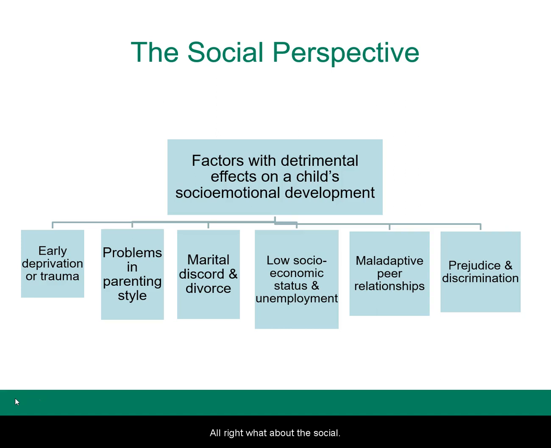All right, what about the social perspective? Well, we have lots of attributes here. We have early deprivation or trauma, problems in parenting, marital discord, low SES, unemployment, maladaptive peer relationships, and then prejudice and discrimination. We'll talk a little bit more about each one of these.